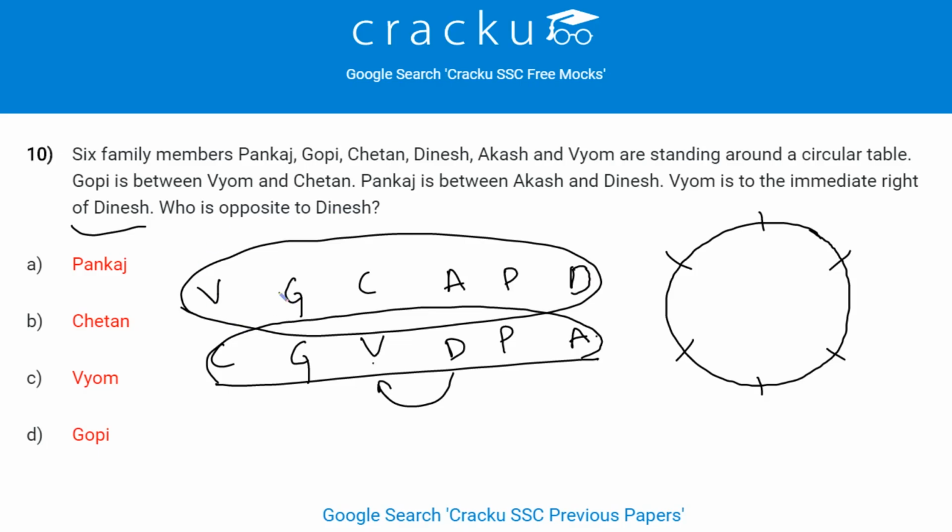If I represent this in the circular table, see it over here, clear? If we put them around the circular table, we'll be getting it like this. Vyom is sitting to the immediate right of Dinesh. So this is our required circular arrangement. Now let's answer the question. Who is opposite to Dinesh? Dinesh is over here and Chetan is sitting directly opposite to Dinesh. So the answer for this question is option B.